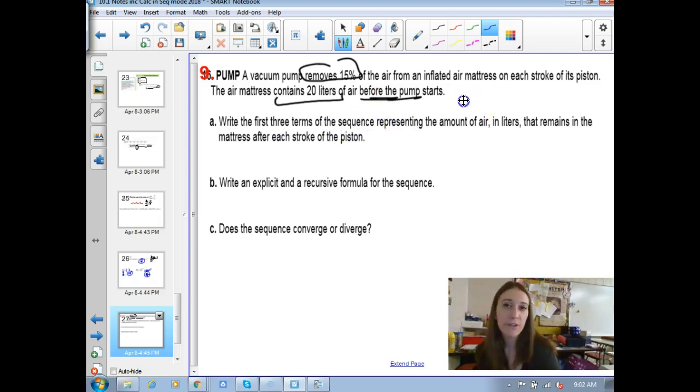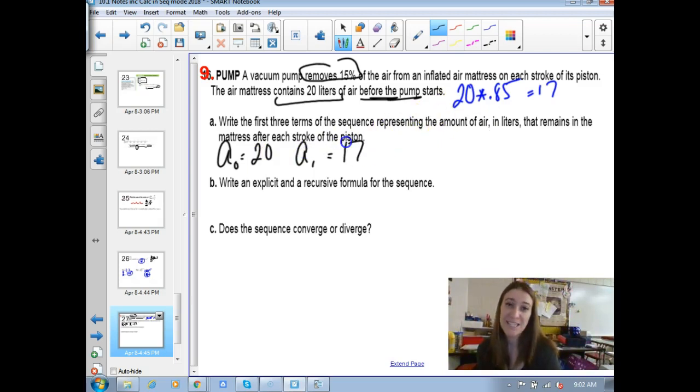Alright, so if you're removing 15%, that means you're keeping 85%. So the first time it removes air, if you multiply that by 85%, I think I wrote this down somewhere, you get 17. But we got to be careful here. The first 4 terms, we actually have to call the first one the 0th term. So before anything happened, we had 20 liters. And then after the first stroke of the piston, it's now got 17 in it.